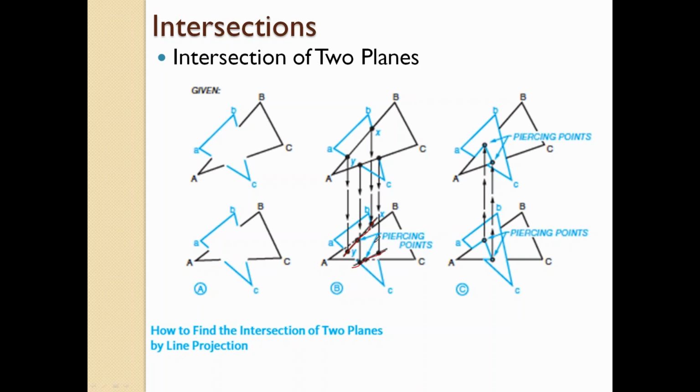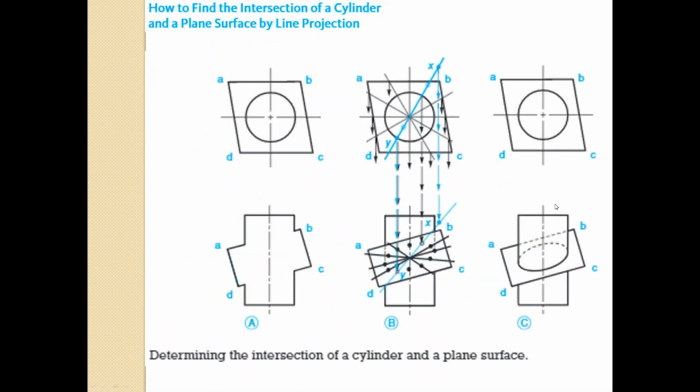So your piercing point is simply where they intersect with this plane. So here and here, that's 1 piercing point, 2 piercing points. With the 2 piercing points, simply connect this line, and this is the intersection of 2 planes. So that's pretty straightforward. Now let's go to the next one.